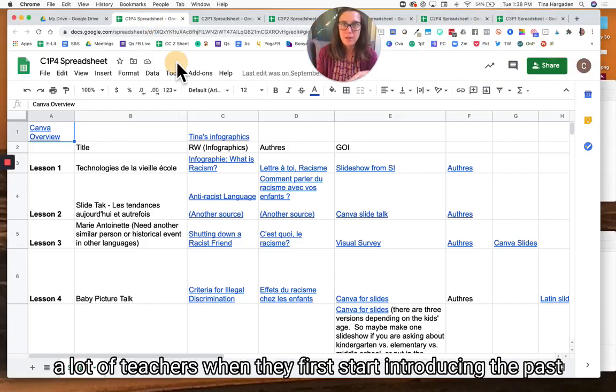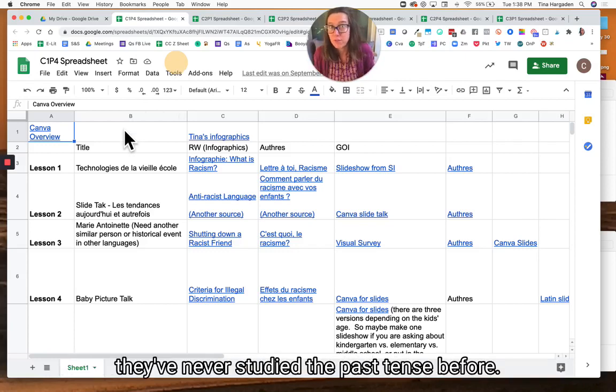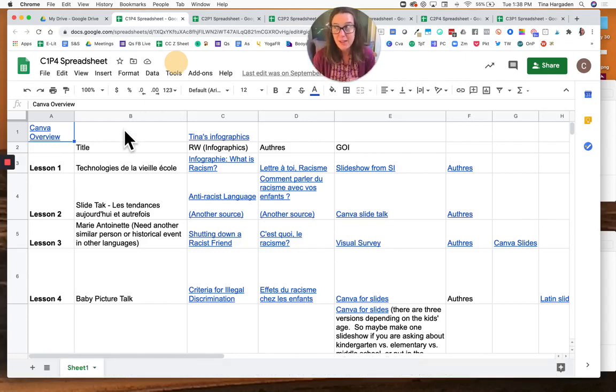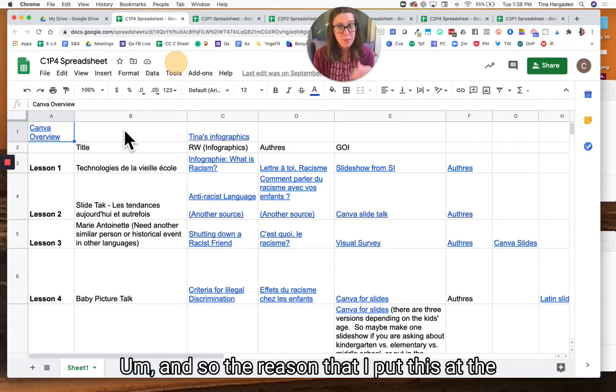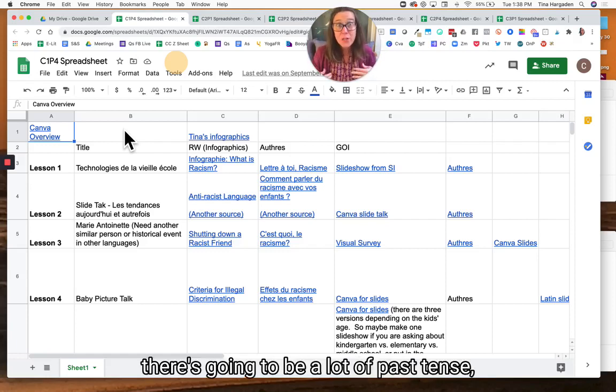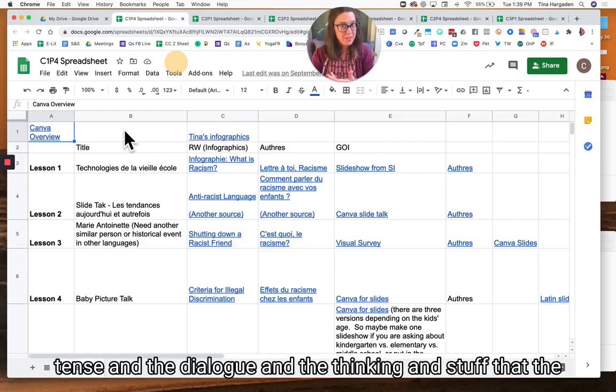A lot of teachers, when they first start introducing the past tense, especially in first year, get a little worried: how are the kids going to know? They've never studied the past tense before. How are they going to know when we're talking about the present versus the past? The reason I put this at the end of Cycle 1 is, one, to build a bridge, because when you're telling stories, there's going to be a lot of past tense in the narration of the story, and still a lot of present tense in the dialogue and the thinking and stuff that the characters are doing.